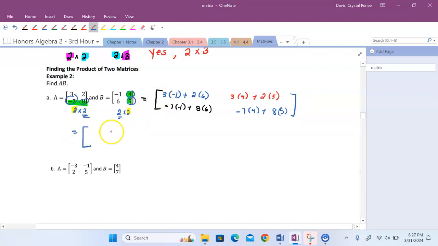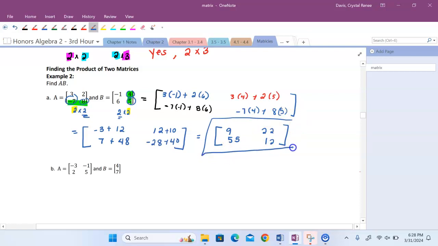So 3 times -1 is -3 plus 2 times 6 is 12. -7 times -1 is a +7 plus 6 times 8 is 48. Over here I have a 12 plus 10 and then a -28 plus 40. And if I reduce that a little bit more, -3 plus 12 is 9, 7 plus 48 is 55, 12 plus 10 is 22, and then -28 plus 40 is 12. This would be my product.